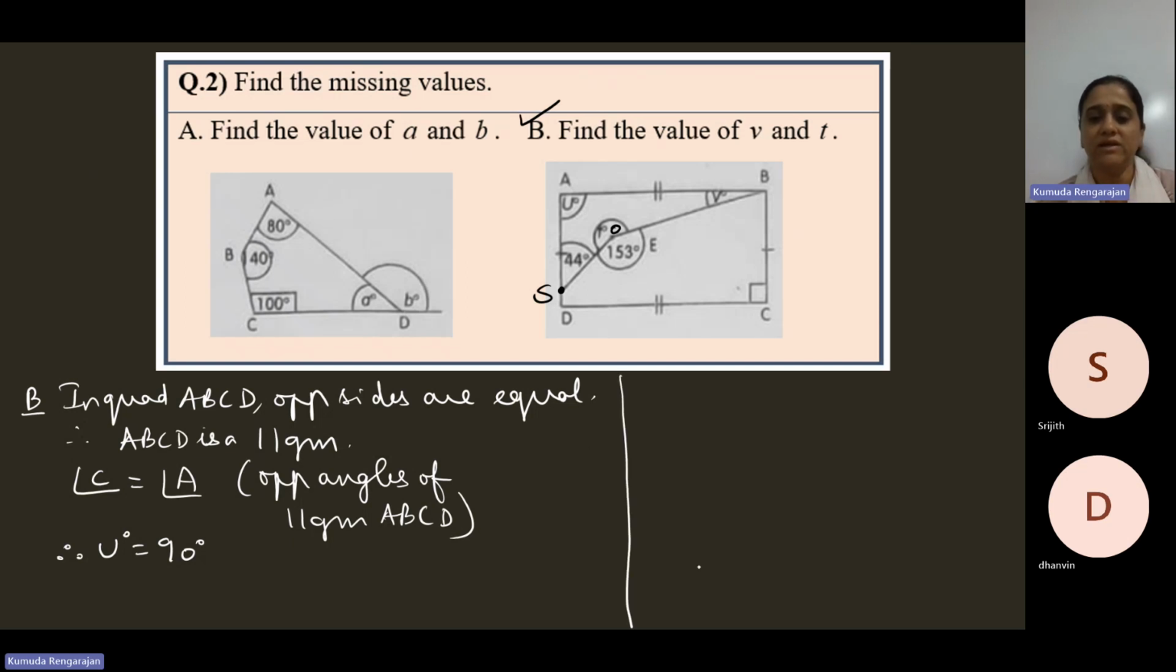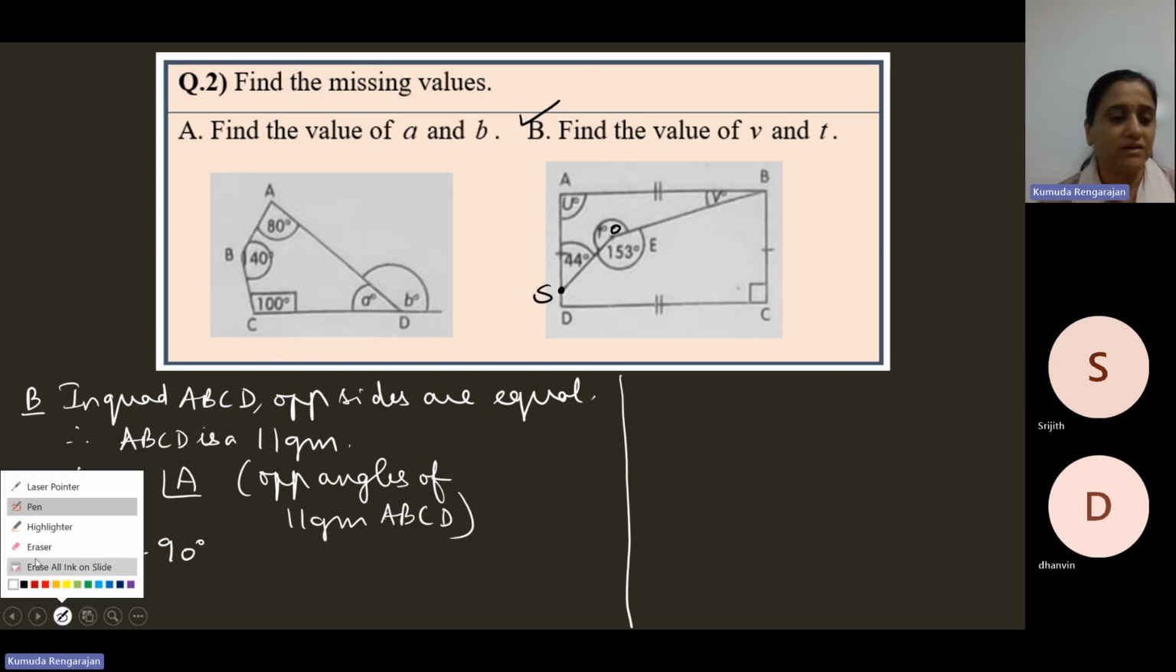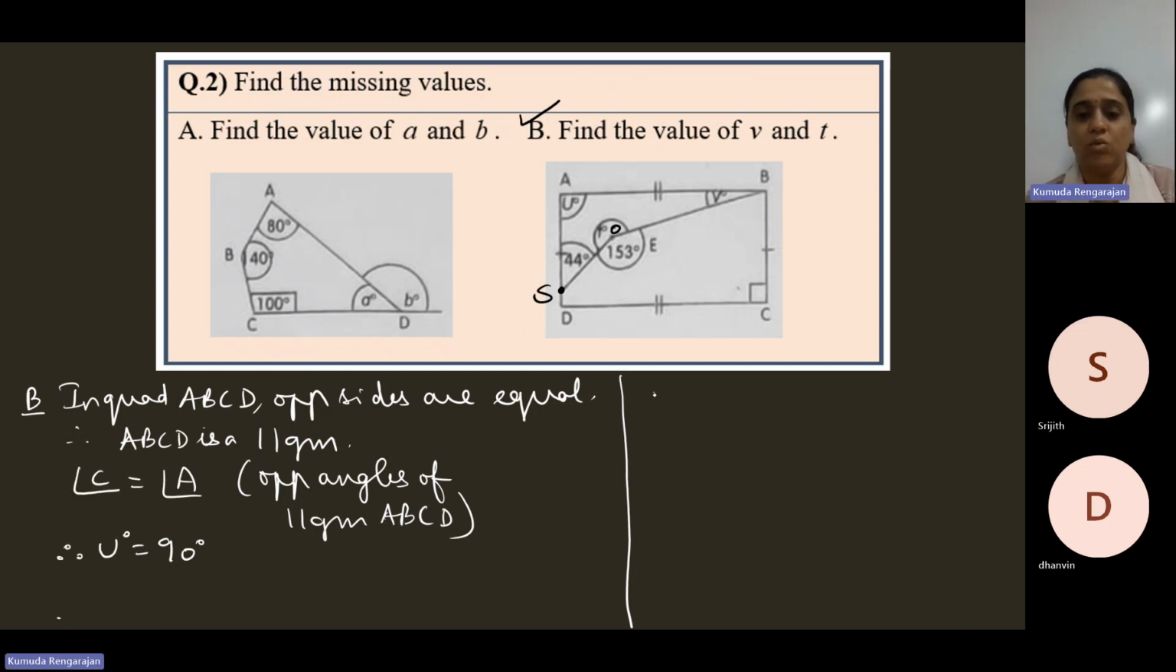Okay, for T, as Harini said, complete angle. Correct. So 153 plus T is equal to 360 degrees. So T is equal to 360 minus 153. How much is it? 207.